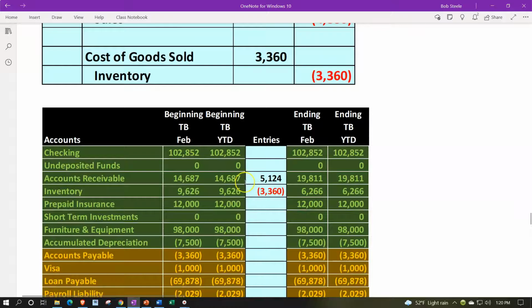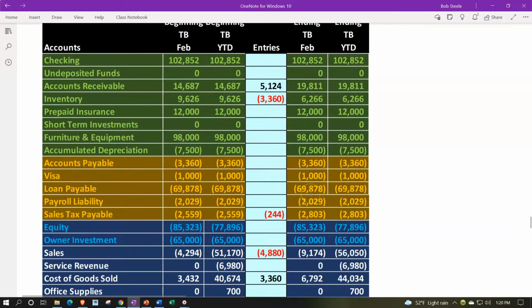So that means the accounts receivable is going to go up. We're looking at the current month and the year-to-date numbers. It's going to have the same impact and the same totals for the accounts receivable because it's a balance sheet account. Same with inventory. Inventory going down, but same impact on February and year-to-date numbers because it's a balance sheet number. And then we've got the sales tax payable, which is going up. Same impact on the current month and year-to-date balance sheet number.